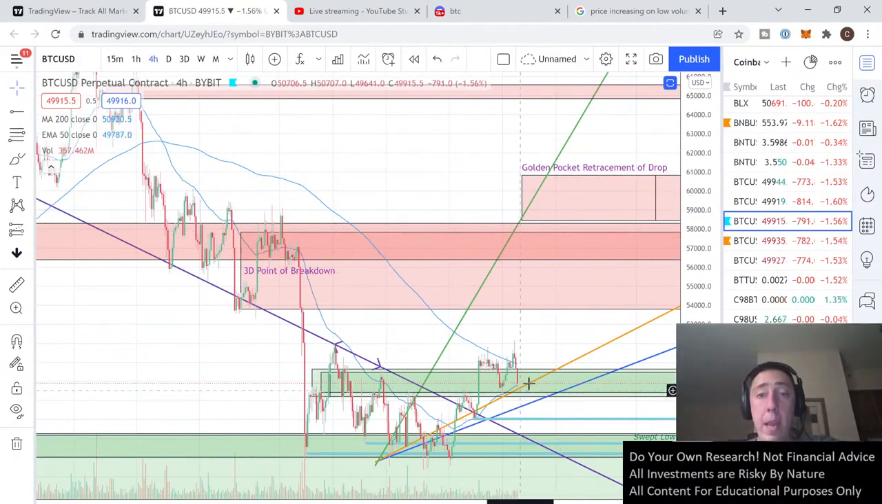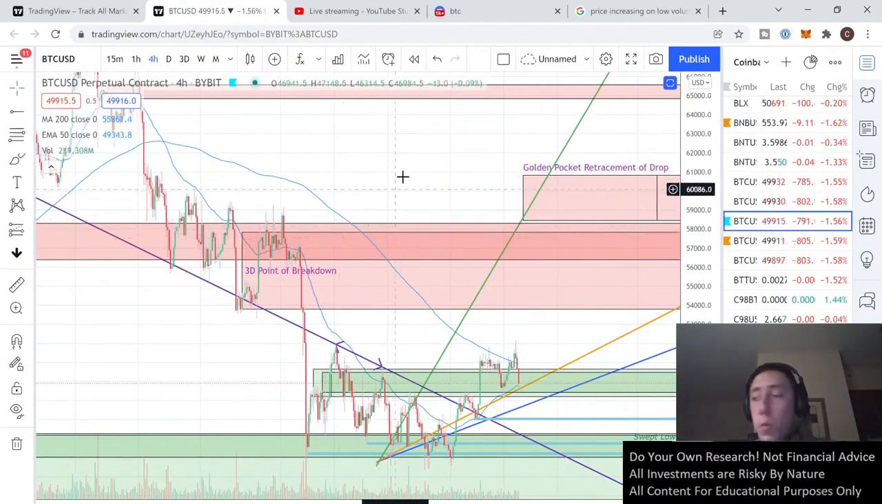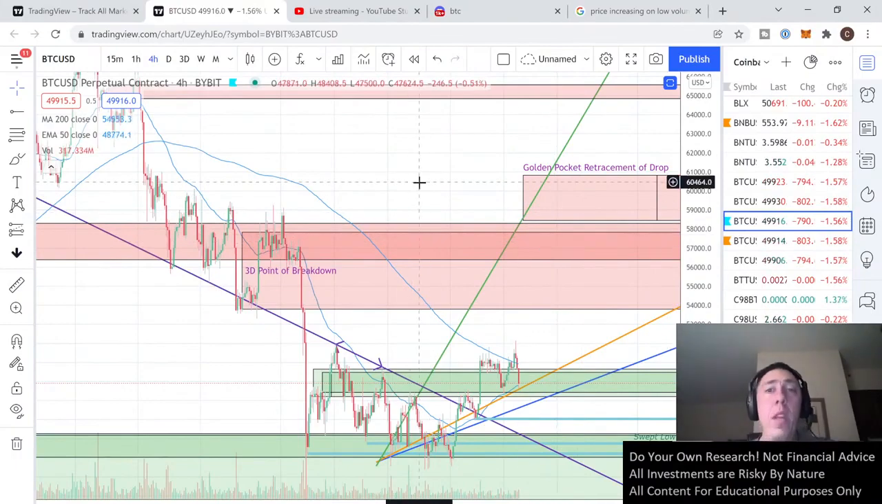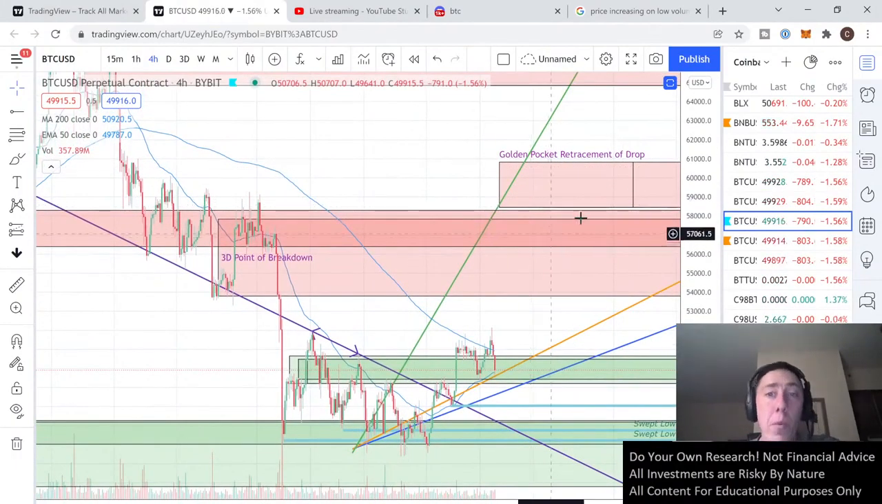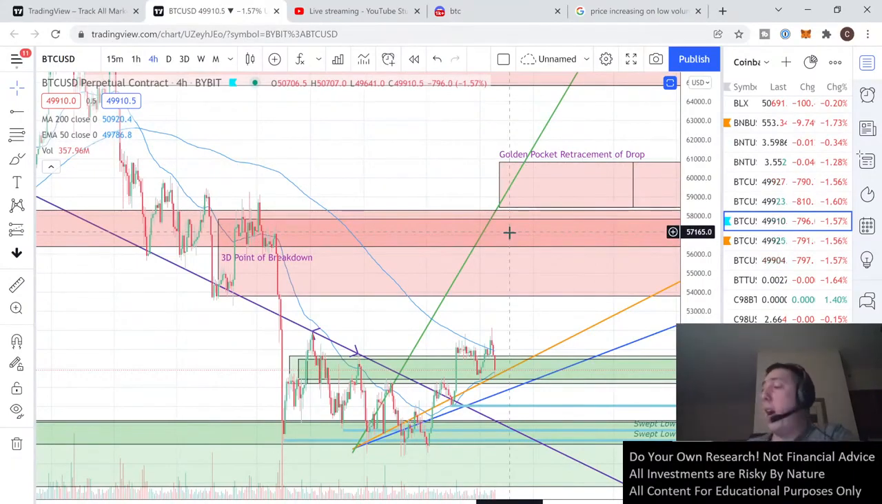So if we do get back up here, I'll be selling like crazy because that's a major retracement zone, right? Another liquidity sweep would be a very bearish thing for me. That's another reason why this area is a major, major, major zone that I am going to avoid at all costs. Once Bitcoin gets up here, I'm out. I cannot stress that enough. I'm out.